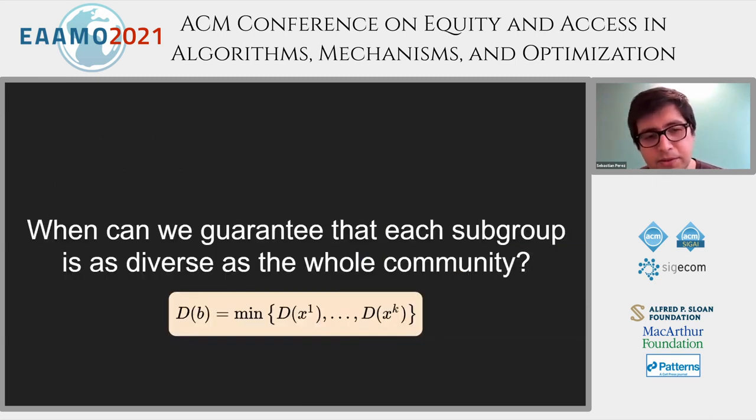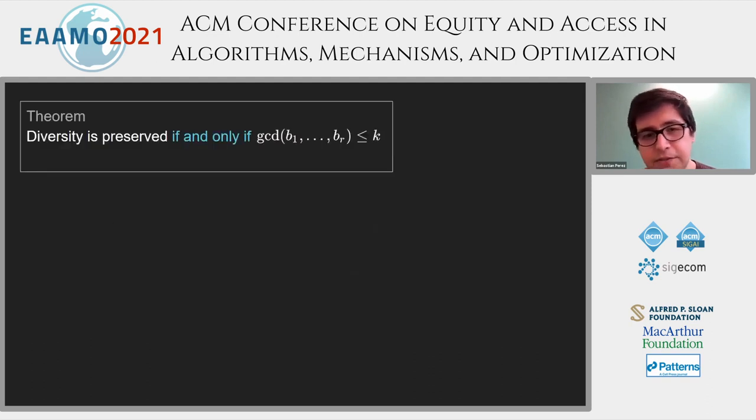So let me just go real quick over the first question. So when can we guarantee the maximum diversity? It turns out that the answer is very simple. You can guarantee the maximum diversity when the greatest common divisor of the B's is at most K.